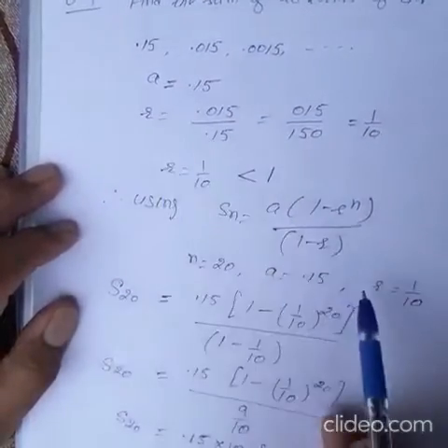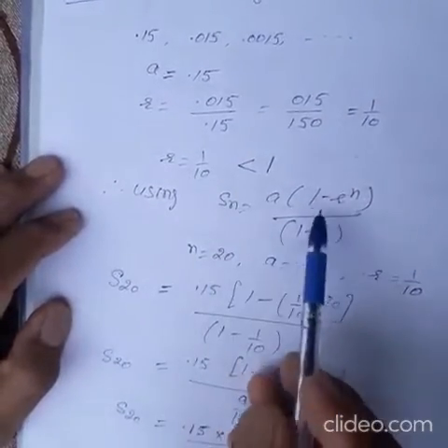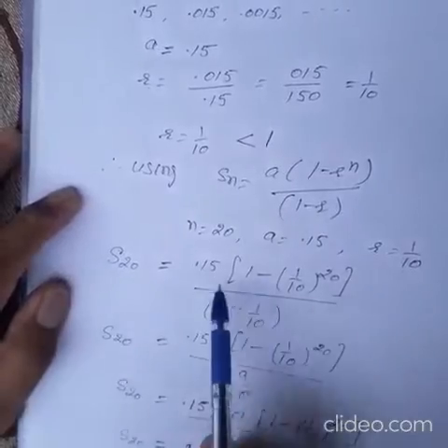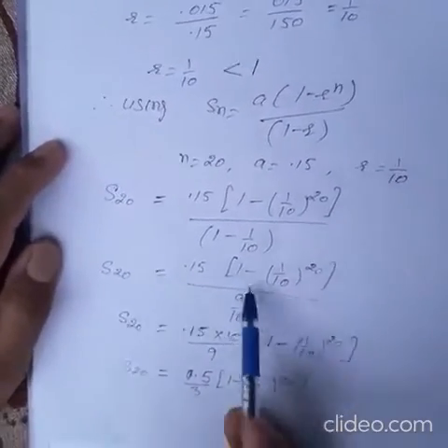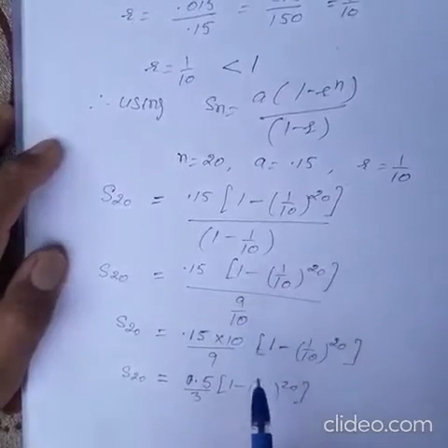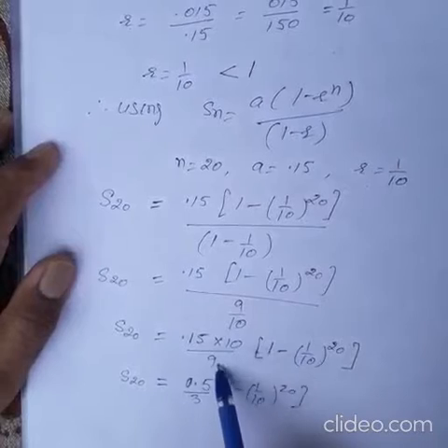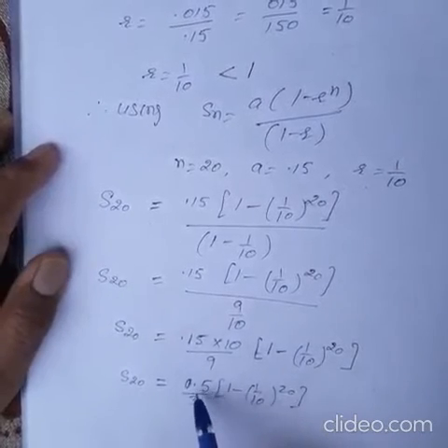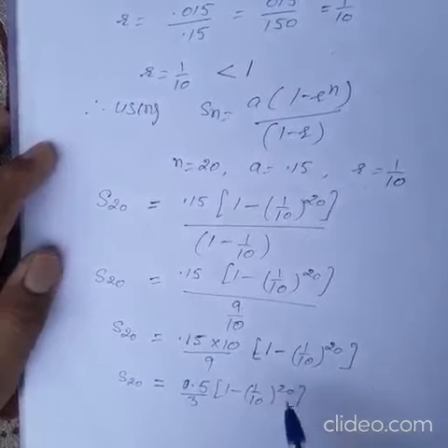A is 0.15, R we have calculated as 1 upon 10. Put these values in this formula. So S20 will be 0.15 and you can calculate. After calculation, you have to multiply, so it will be 0.15 into 10 upon 9, and we can cancel. So it is 0.5 upon 3 into 1 minus 1 upon 10 raised to the power 20.